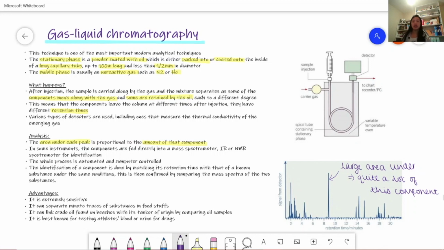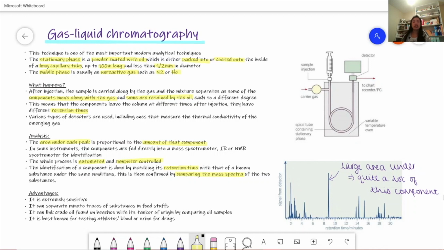And in some instruments, the components are fed directly into a mass spectrometer, infrared or NMR spectrometer for identification after all of the components have been separated. And this whole process is automated and also computer controlled. And as I said before, the identification of a component is done by matching its retention time with a known substance under the same conditions. And this is then confirmed by comparing the mass spectra of these two substances just to make sure that they match.